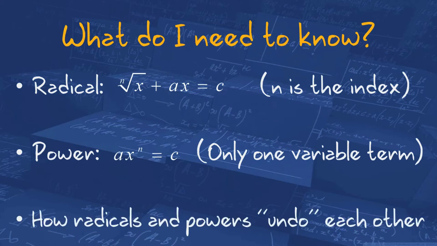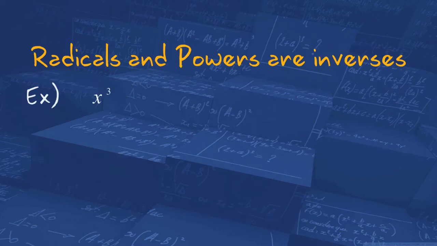Also, we need to see how radicals and powers undo each other. Let's first see how they're inverses, how they undo each other. If you have an x cubed, in order to undo that cube, to get rid of that cube, we have to use its inverse. So we would take the cubed root. Those two threes undo each other, and we would be left with just the x underneath.